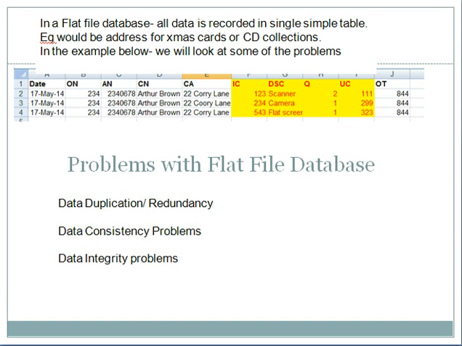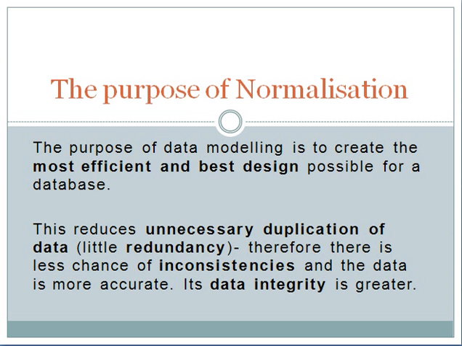So let's look at the next thing here, the purpose of normalization. This is a textbook answer that you would need. Now this question, they could ask it in many different ways. They could say, what are the advantages of a relational database compared to a flat file database? And the advantages are simple. It's the most efficient and best design possible. There's also no unnecessary duplication of data in a relational database. There's little redundancy. Again, look at that word redundancy. Therefore, there's less chance of inconsistencies and the data is more accurate. Its integrity is greater. So this is the reason that we're doing normalization.